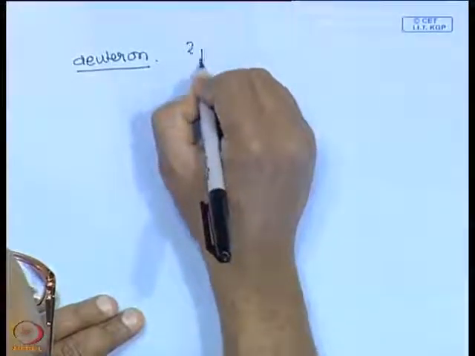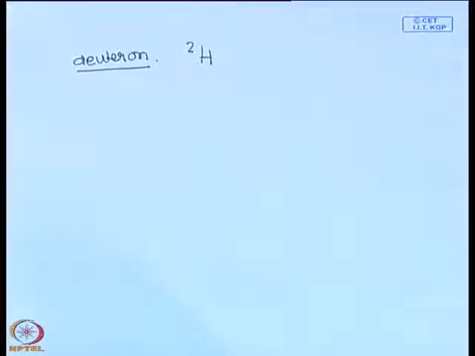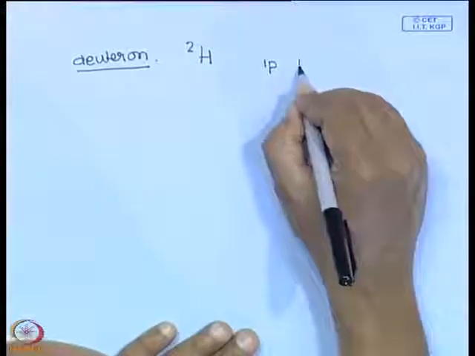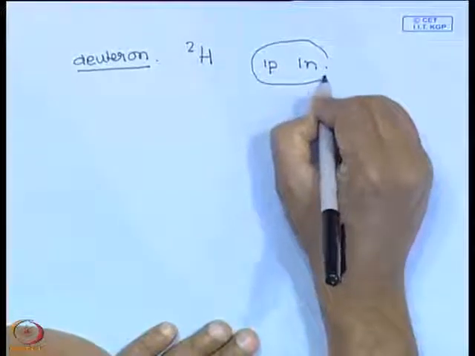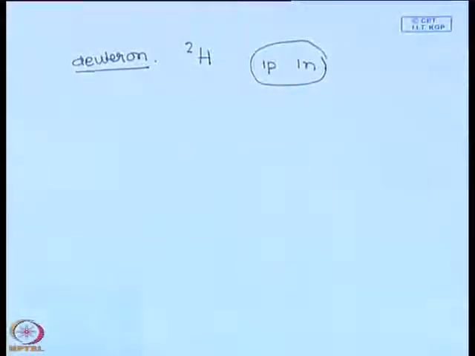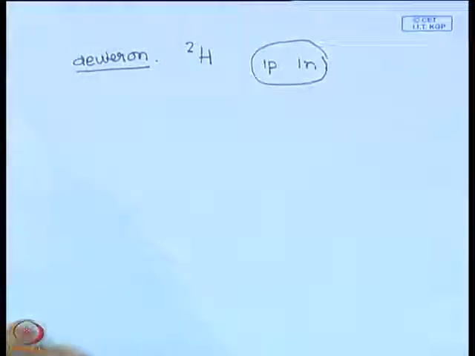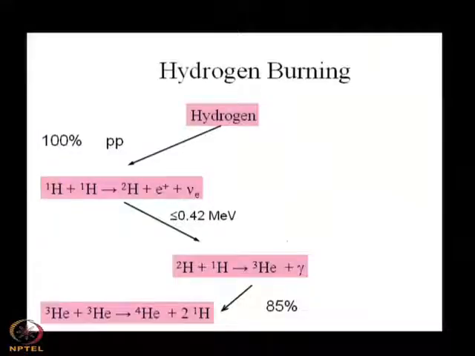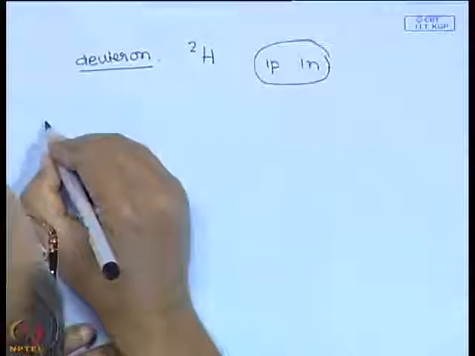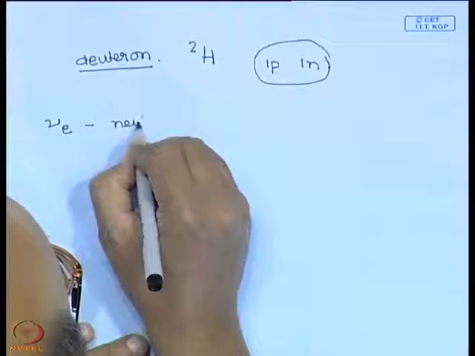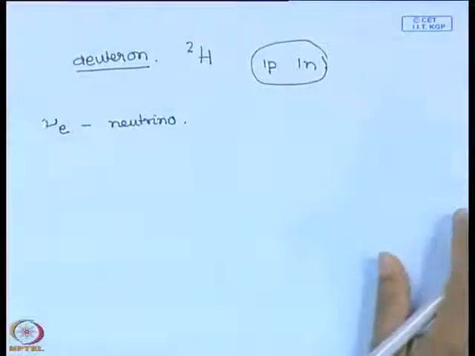This is 2H, a hydrogen isotope which has one proton, one neutron. So, you form one deuteron nucleus and there are two other particles that are produced in this nuclear reaction. So, you have 2H, then you have this particle denoted by e plus. I shall come to this e plus later. This is a positron, and you produce a neutrino. So, you have this nu e, this is a neutrino. And this particle is an electron neutrino.